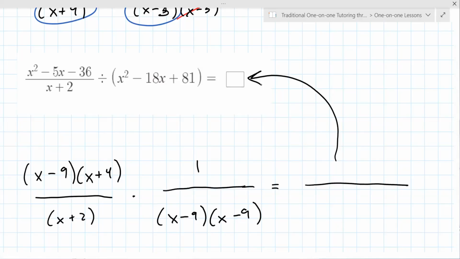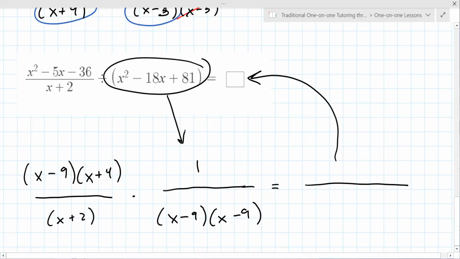And would it be added to 18 and multiplied to 81, right? No. This right here becomes this over here. So whatever's left over when you cancel goes on the top, and whatever's left over when you cancel stays on the bottom.